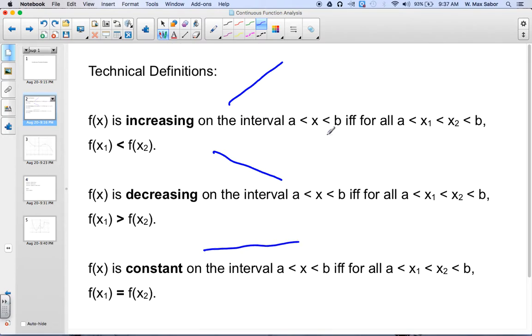But there are technical definitions, and let's read through one of them. F of x is increasing where x is between a and b if for all x coordinates between a and b, the smaller x coordinate gives the smaller y coordinate. So if here's our x1 and here's our x2, then x1 has to be smaller than x2, and this y coordinate will be smaller than this y coordinate. That's what it means to be increasing.